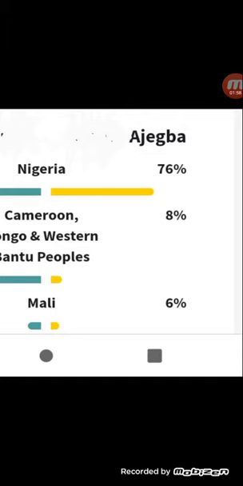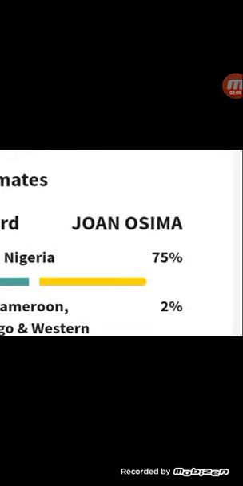Another one, 76% Nigerian, 8% Cameroon, 6% Mali. Not sure what tribe they're from. Another one, I believe this one actually got back to me. They're 75% Nigerian, 2% Cameroon. This person told me they actually had one English or European ancestor, and that they were Nigerian, possibly, can't remember, it was Hausa and another tribe.